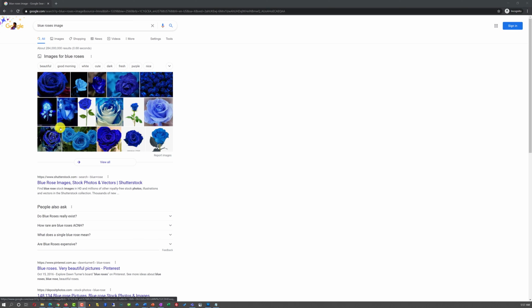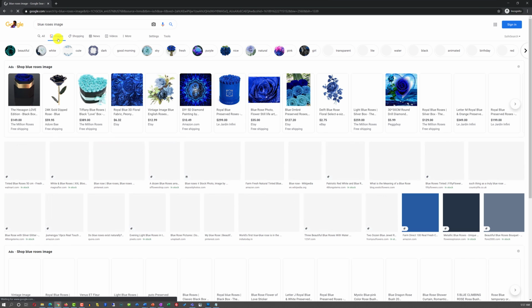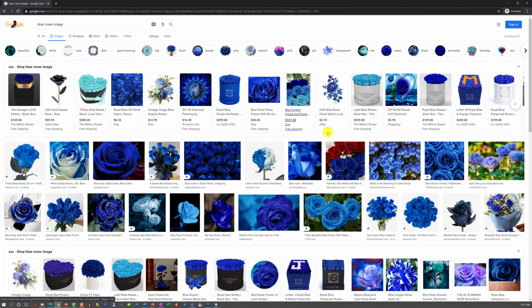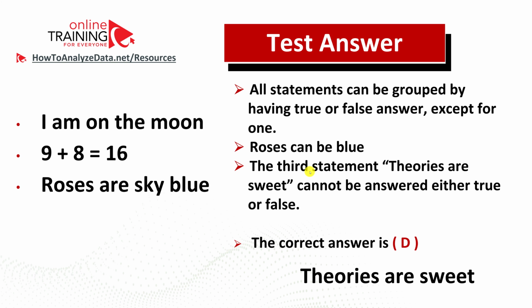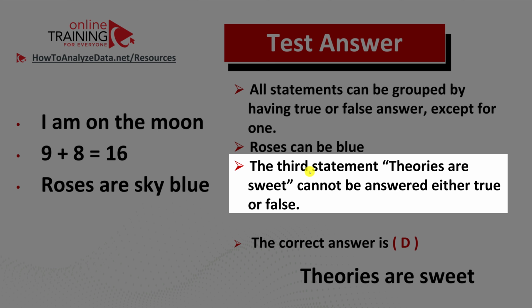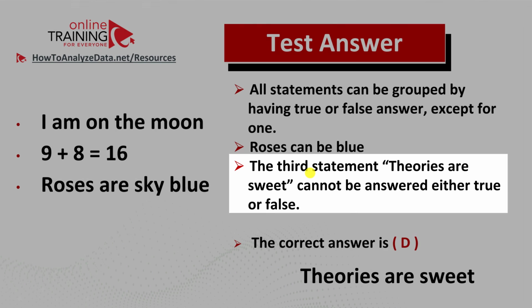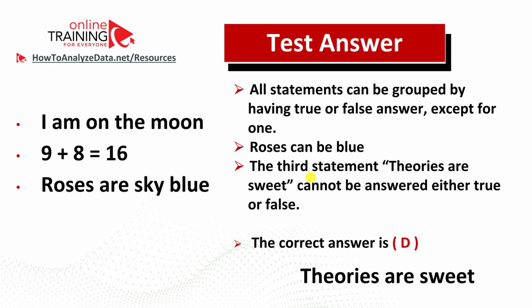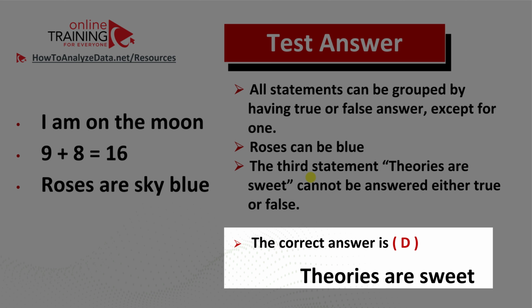What is interesting, when I was doing research on this question, I found blue roses. If you don't believe me that roses can be blue, you can do a Google search to confirm that. If you type blue roses image and search in Google, you see a lot of examples of blue roses. This way, we've identified that the 3rd statement presented, which is theories are sweet, cannot be answered either true or false. This is why this statement stands out. So the correct choice here is answer D, theories are sweet.